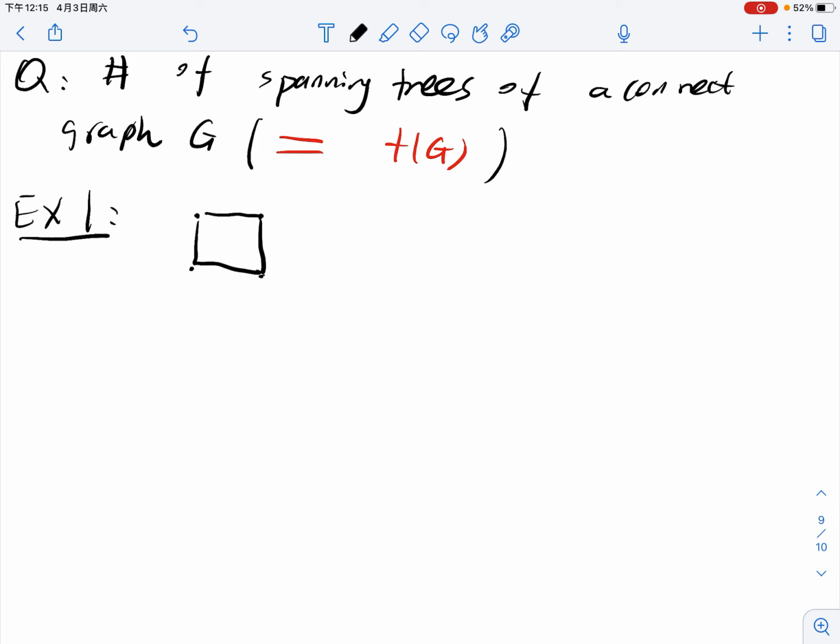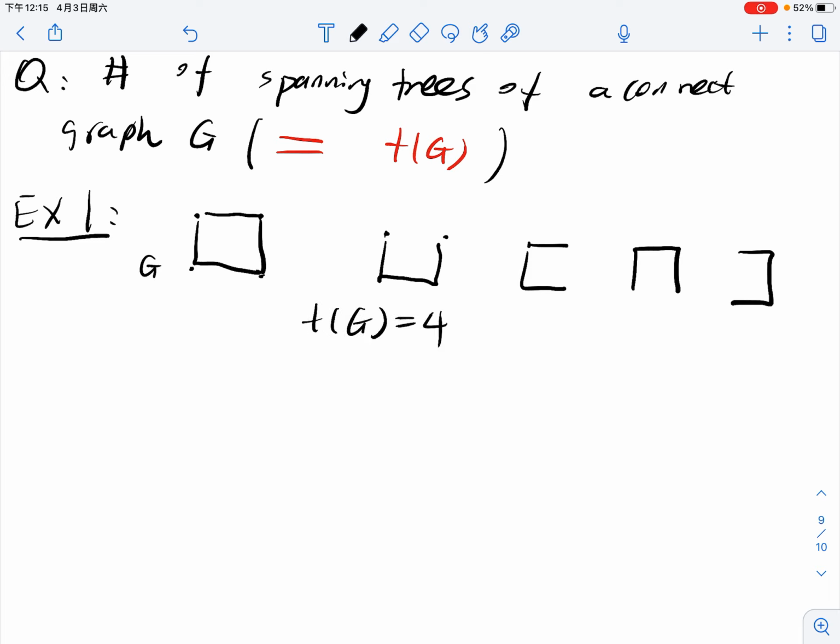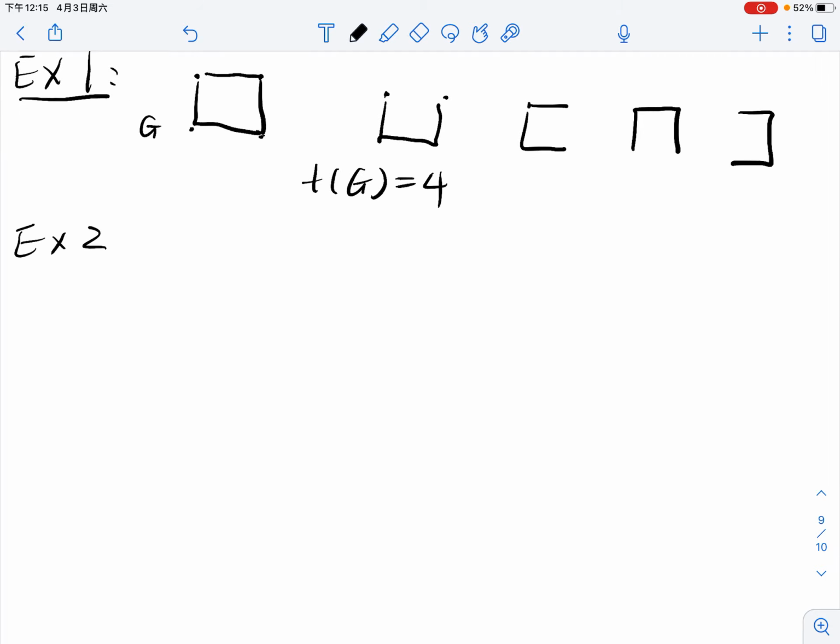And so here, let's look at another example. You have a square, and the way to choose two disjoint spanning trees, you can have the following 4 cases. And example 2, it's much harder, that you can either work out by yourself or just look at Wikipedia, search for related materials if you have interest in this.